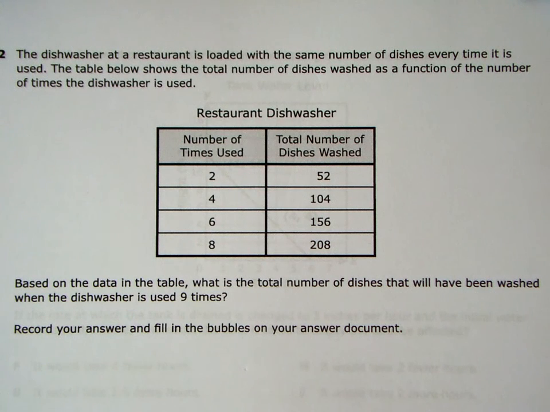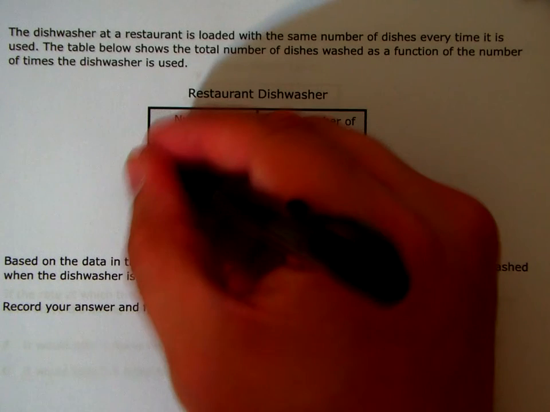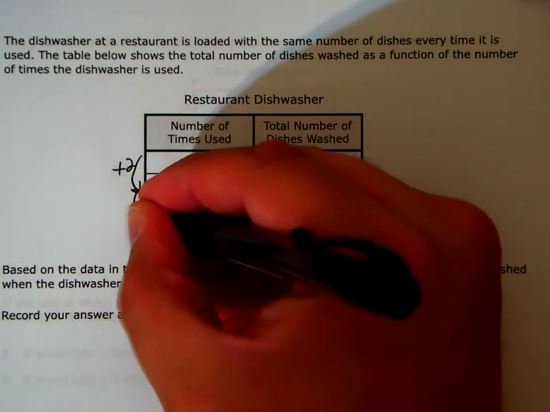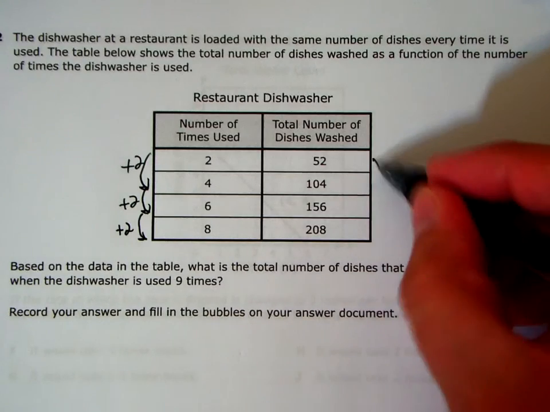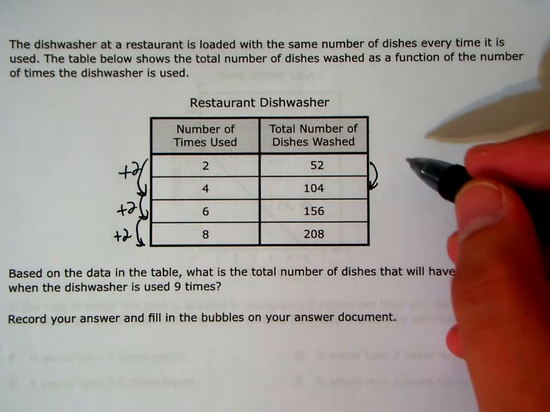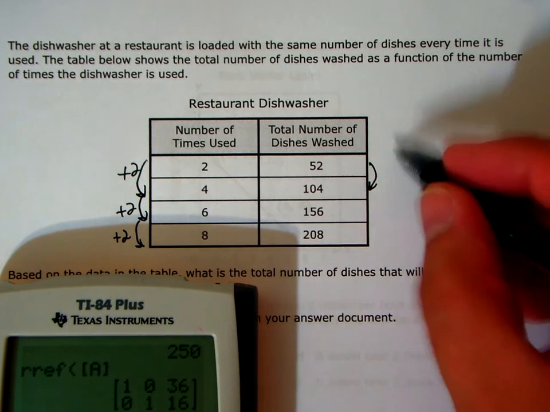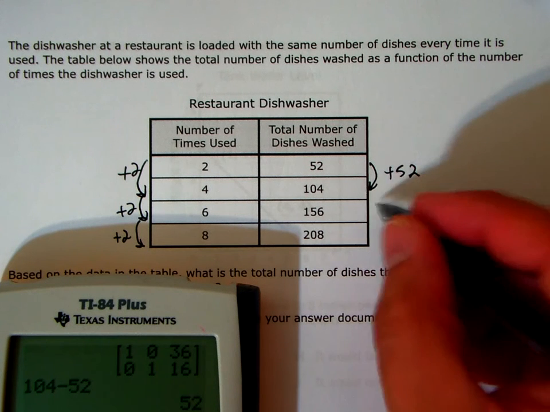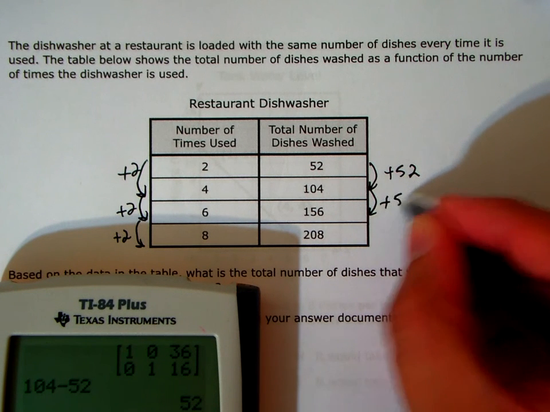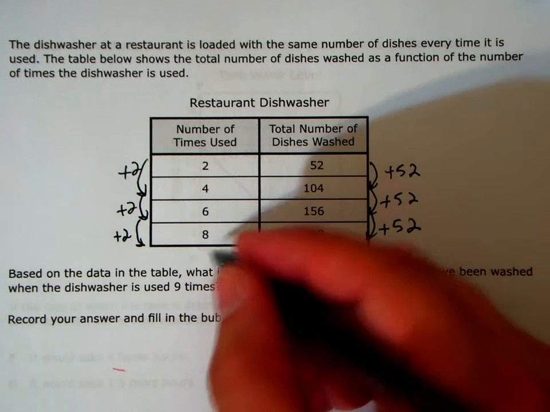All right, here's number 42. Okay, so from here to here, it's what? Plus 2. From here to here is what? Plus 2. Plus 2. So from here to here, you subtract them. 104 minus 52, what do you get? Plus 52. You say 156 minus 104 equals 52. From here to here is 52. But they want to know what's 9.